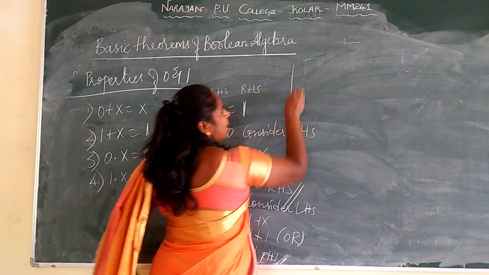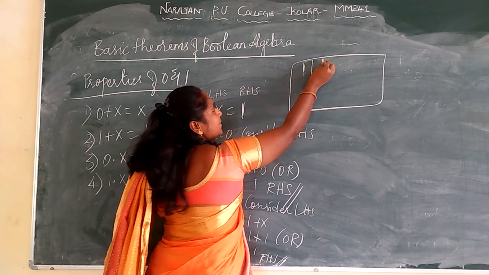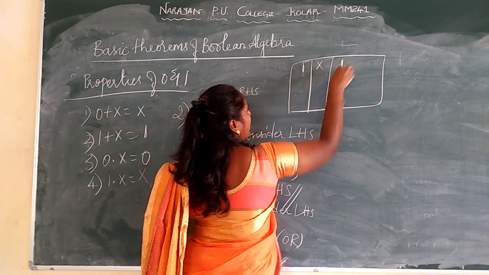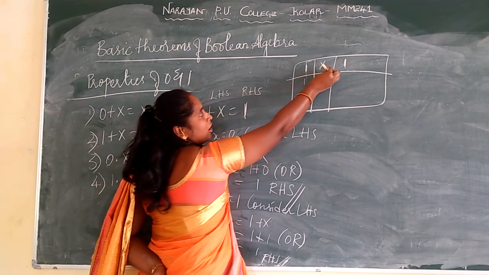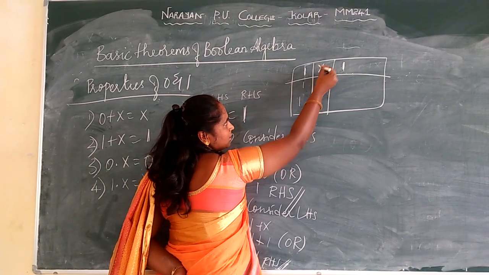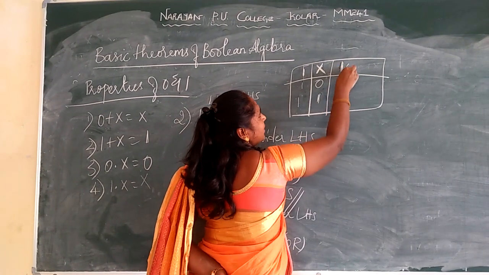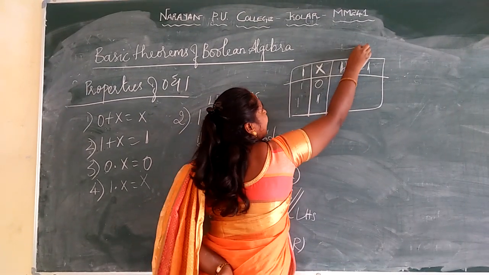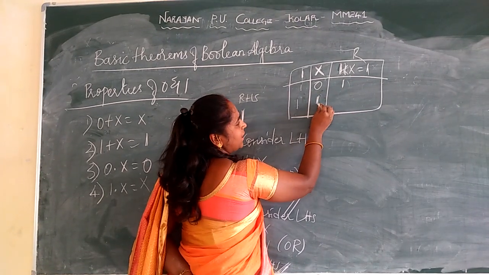Consider a truth table. The first column is nothing but 1. The second column is x. The third column is the result, that is nothing but 1. Here, for 1 as it is, when your x substituting values change, zeros and 1s, 1 plus x is equal to 1. That is my result R. So 1 plus 0 is 1, 1 plus 1 is 1.